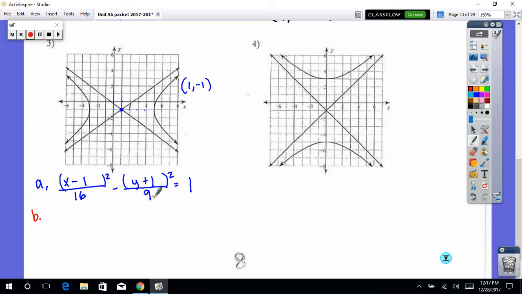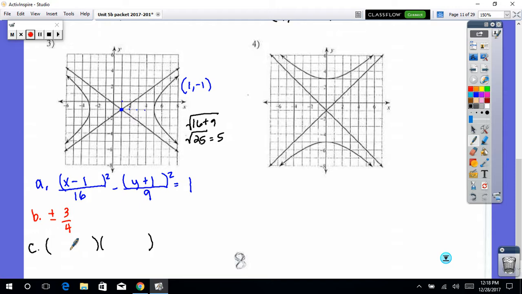Which gives us a slope of, again, y over x, so positive, negative, 3 over 4. And our foci are at 16 plus 9, which again is the square root of 25, which equals 5. So we're going to add that to our current x coordinate. Our current x coordinate is going to change, not our y.